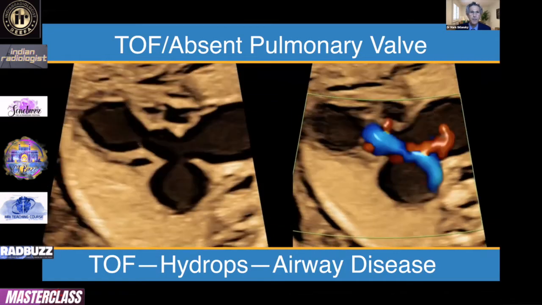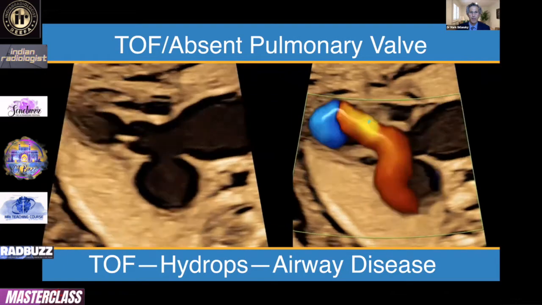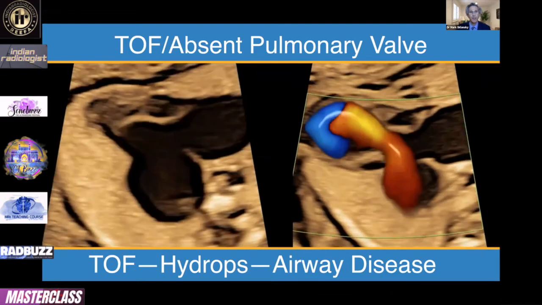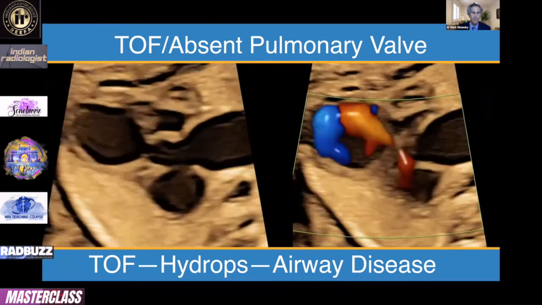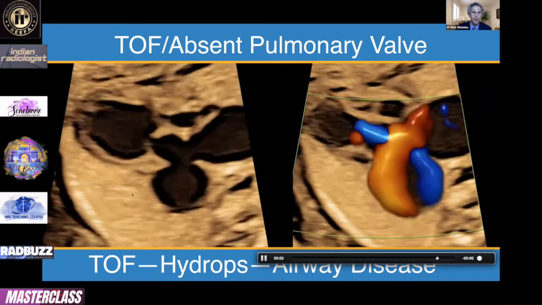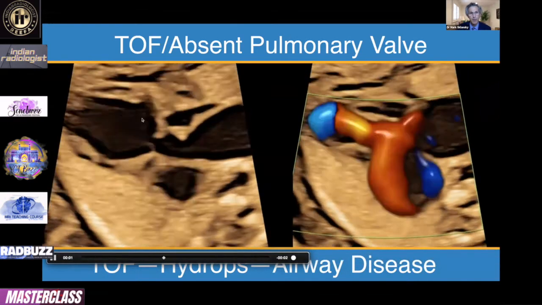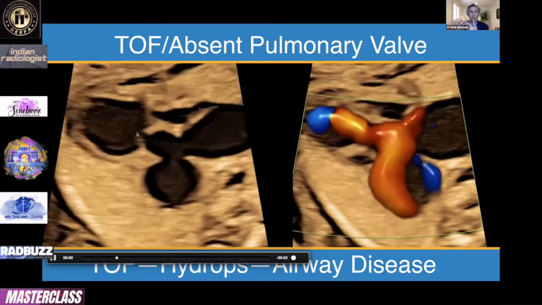So most cases of tetralogy of Fallot do not develop hydrops prenatally and do not have airway disease after birth. So why, with tetralogy of Fallot with absent pulmonary valve, are these fetuses at risk for both? We call it absent pulmonary valve. It's not the best term. There is valve tissue. It's just very redundant, and it causes stenosis and regurgitation.